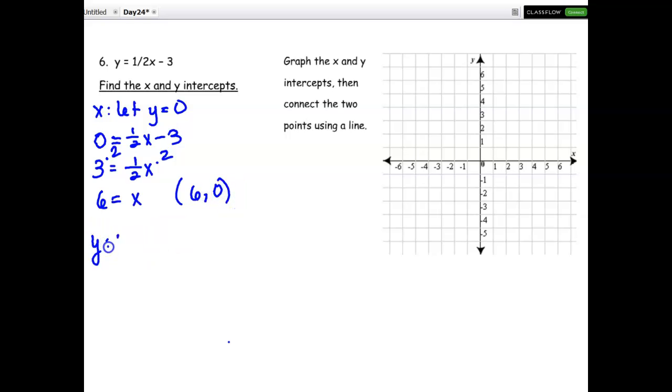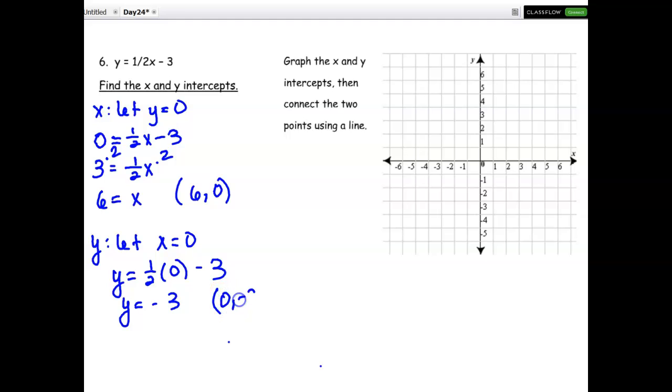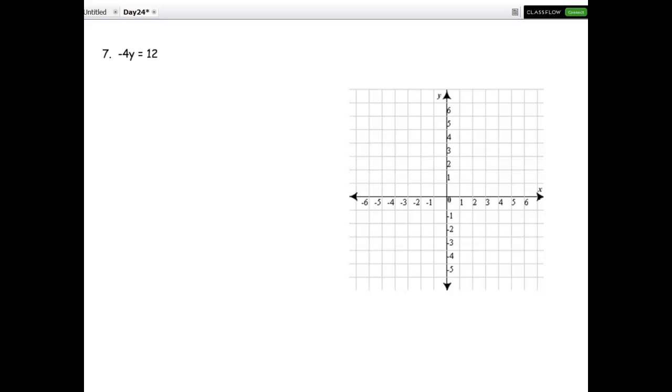And then our y-intercept, let's let our x be 0. So y would be equal to 1/2 times 0 minus 3, which is just negative 3. So our y-intercept would be at (0, negative 3). So then when we graph the (6, 0), we'd have the point right here at the x-intercept, and the y-intercept would be right here at negative 1, 2, 3. Okay, we can then connect the 2 points with the line. All right, so we then have some special cases.